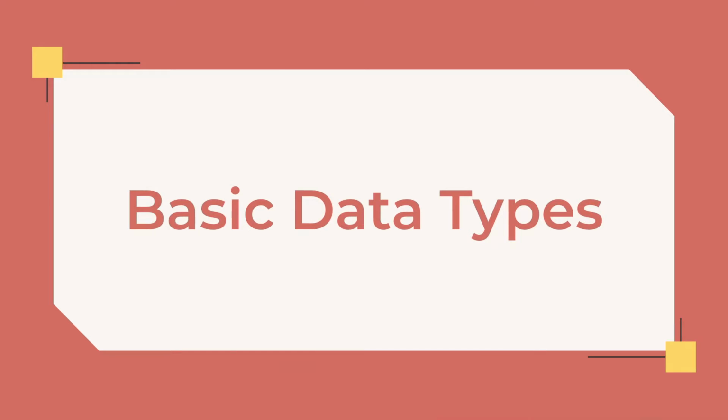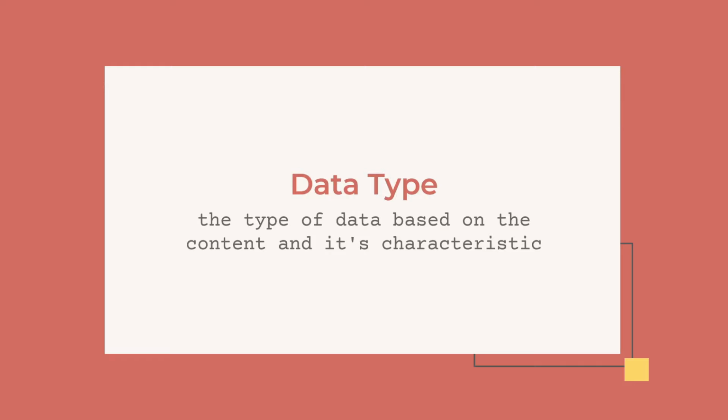Before we discuss more about programming, first, you must know the basic data types commonly used in C++. A data type is the type of data based on its content and characteristics. For example, the same analogy in daily life is a gallon of water, which is made to accommodate a certain type of object. And in this case, a gallon of water just contains liquid.